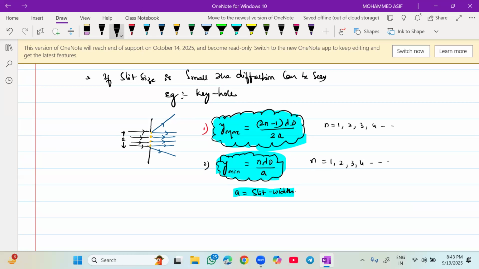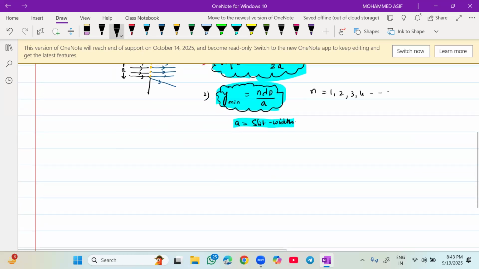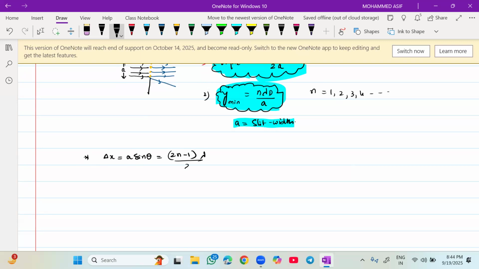Sure. Now some more points. For maxima and minima, constructive and destructive interference, delta x will be equal to a sine theta here. Previously it was d sine theta. And that value will be equal to (2n minus 1) into lambda divided by 2. So the path difference will be equal to (2n minus 1) lambda divided by 2. This is for maxima. Okay, for minima.